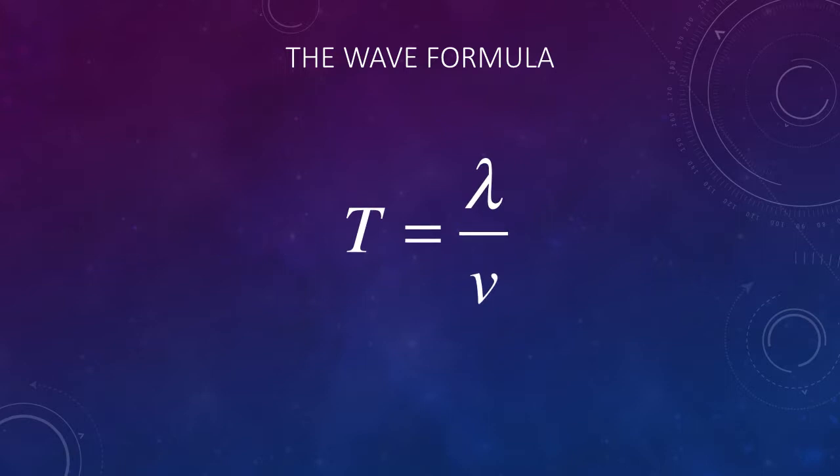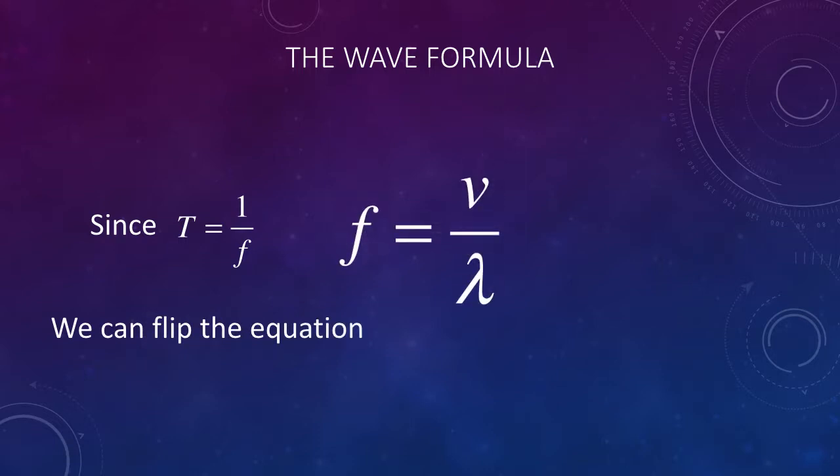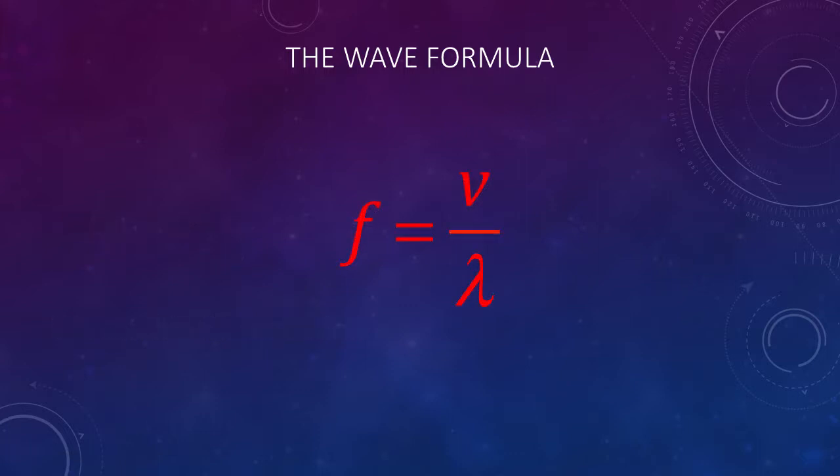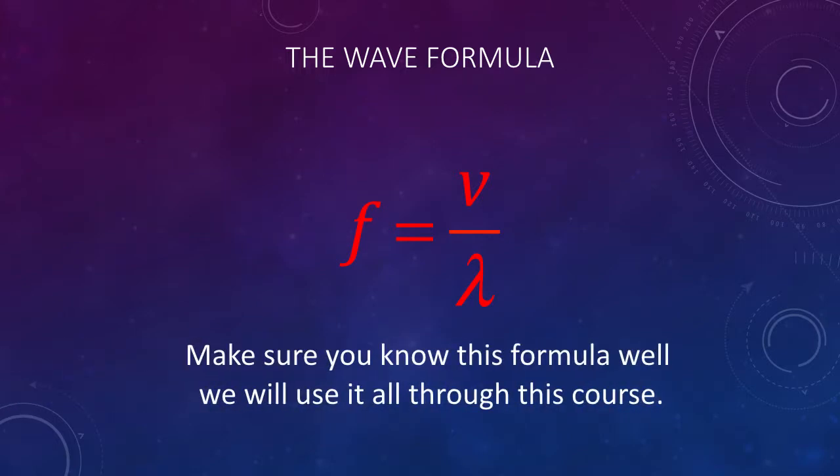Now, this is acoustics, so we are usually interested in finding out the frequency. Since period is 1 over the frequency, we can flip the equation to get the most important formula of this course, what I'll call the wave formula, which is frequency equals velocity over wavelength. Make sure you know this formula well. We will use it all through the course.